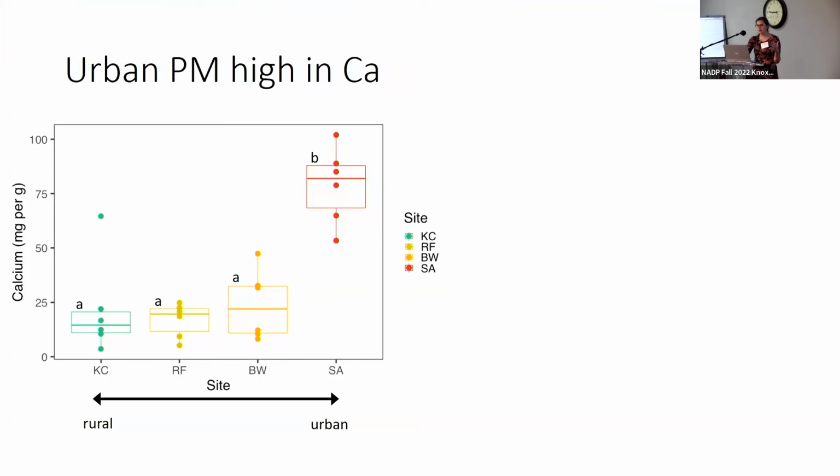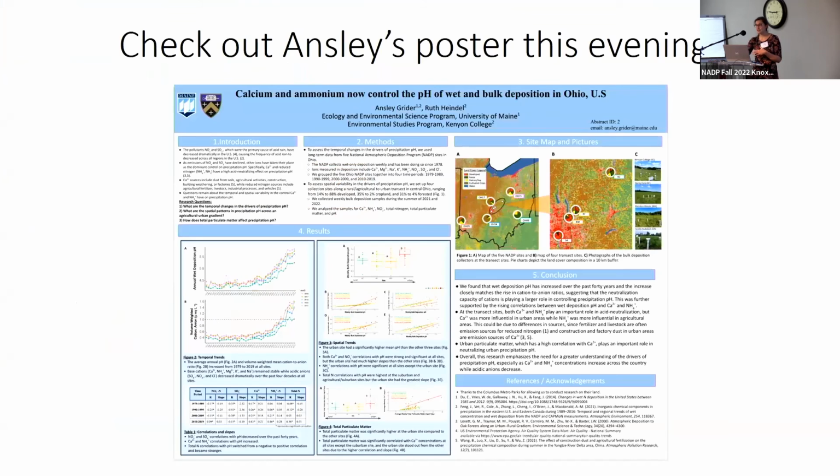If you're interested in learning more about what this calcium is doing to the pH of the precipitation, thinking about what's been dubbed the urban scrubber effect, come check out Ansley's poster this evening. I'm going to be presenting it for her.